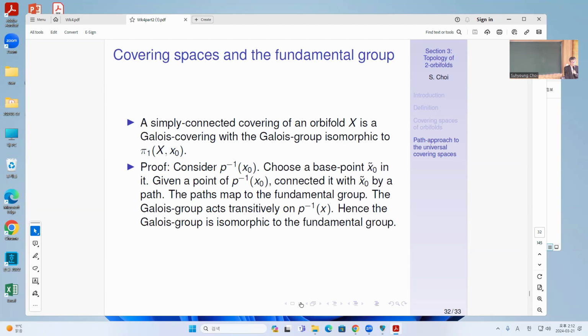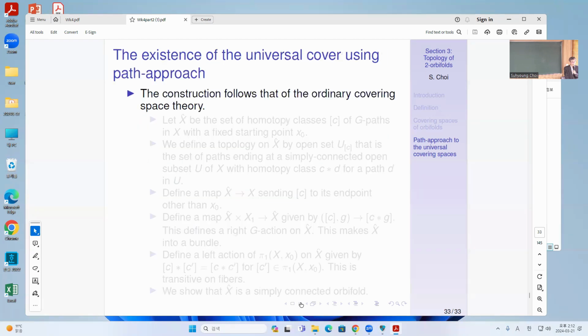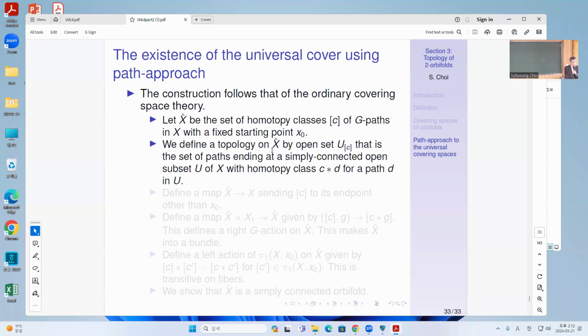So this is Haefliger's approach here. And of course, you can also prove the existence of the universal cover using the path approach. For an orbifold, you look at the set of homotopy classes of G-paths in X with some starting point x0, and then you define the topology of X hat by using open sets: the set of paths ending at a simply connected open subset U of X, with the homotopy class of c times d for d in U. Maybe I shouldn't say simply connected; I mean the model is simply connected.